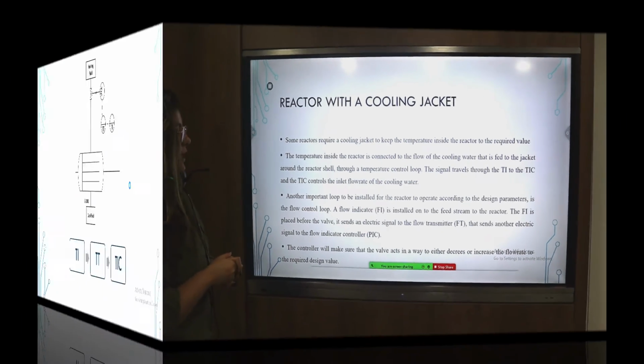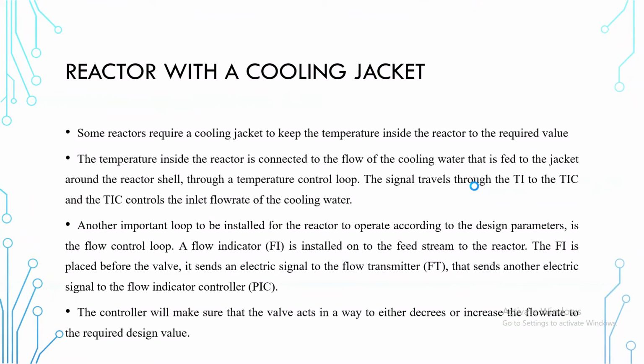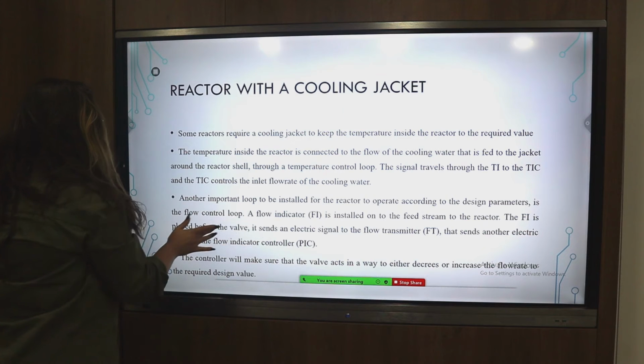Next, we're going to talk about a reactor, but not just any reactor, a reactor with a cooling jacket. Now, some reactors require a cooling jacket in order to keep the temperature inside the reactor at a required value, or for example, constant. Now, the temperature inside the reactor is connected to the flow of the cooling water that's fed to the jacket. We'll explain that in a second.